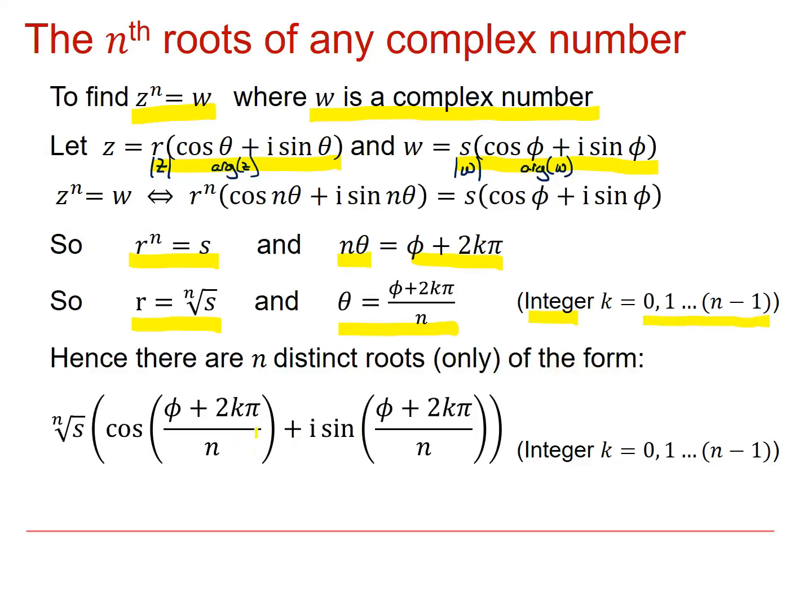That means I will get n distinct roots, and only n distinct roots, with a modulus of the nth root of the modulus of the original number, and an argument which is the argument of the original complex number, obviously modified by a multiple of 2 pi, divided by n.